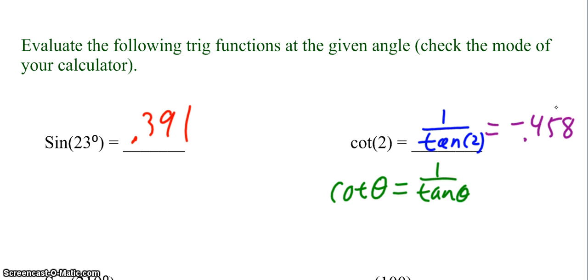So also another thing to notice, I didn't put any units on this 0.391 or this negative 0.458. Why didn't I put any units on that? Well, that's because they represent ratios of sides of triangles. There are no units. The answer is not an angle. The answer is a ratio of sides of triangles.